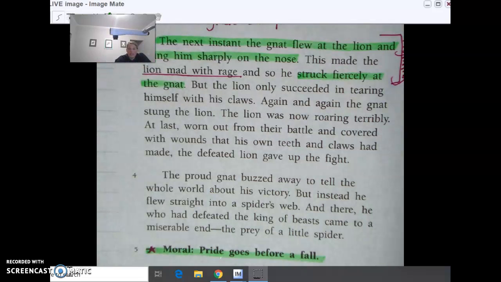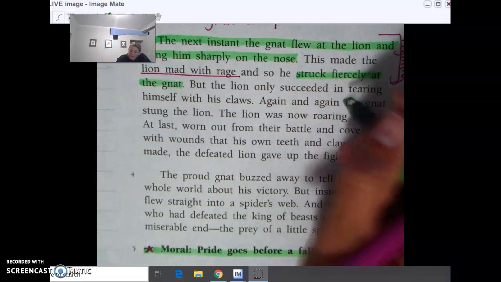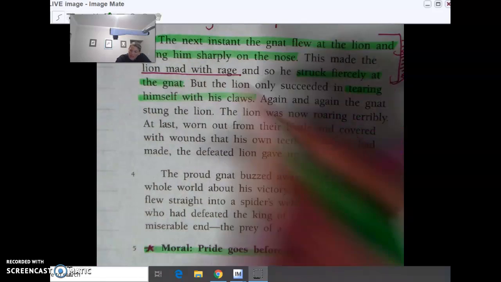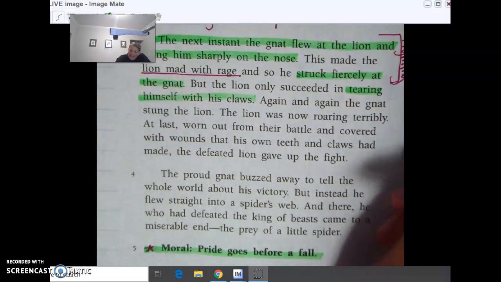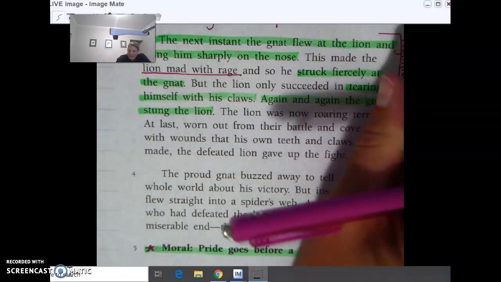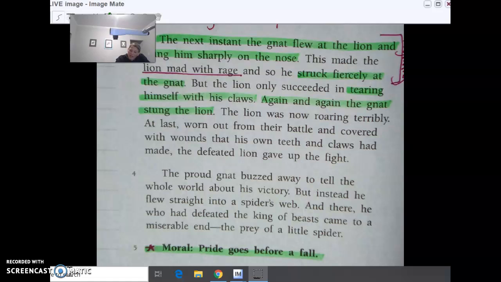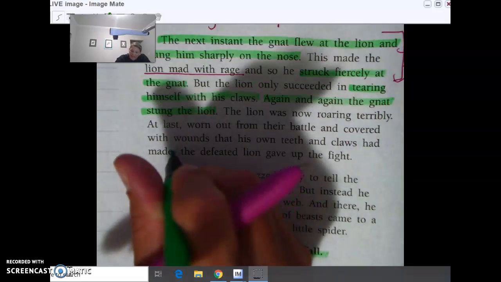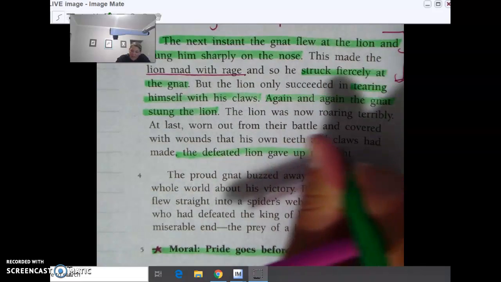But the lion only succeeded in tearing himself with his claws. Didn't seem like he hurt the gnat too much. Again and again the gnat stung the lion. Ooh, it's not being very nice. The lion was now roaring terribly, at last worn out from their battle and covered with wounds that his own teeth and claws had made. The defeated lion gave up the fight.